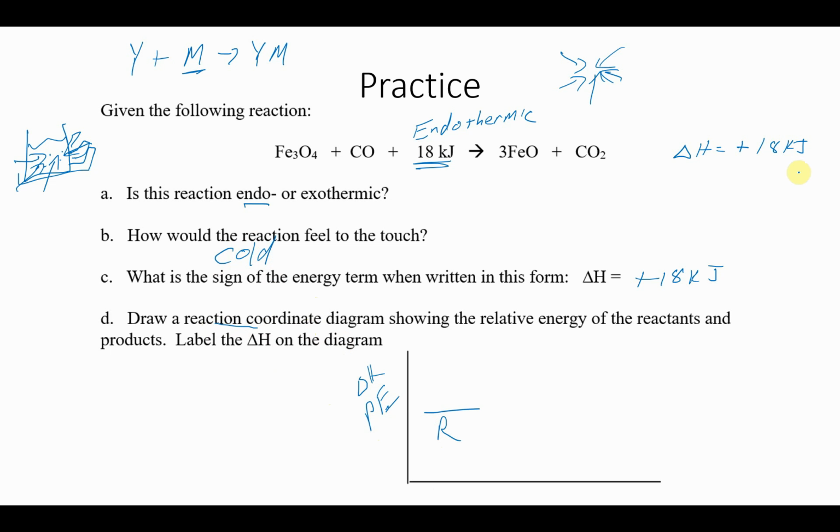Well, if it's gaining 18 kilojoules of energy, where do you think we should go? Should we put the products higher or lower? Well, if it's gaining energy, I think the products are going to be higher. And remember, you could just connect them with a line if you'd like, or you could do the nice little hump that's always in the middle of these things. So there you go. The products would be higher in potential energy than the reactants.